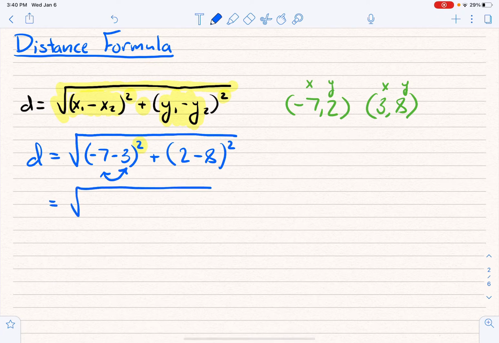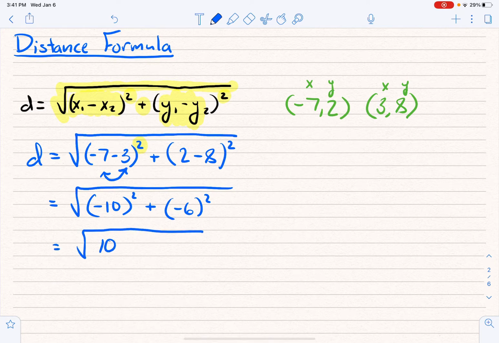And so we'll go, okay, negative 7 minus 3 is going to be negative 10. I'm going to square that. Plus 2 minus 8 is going to be negative 6. I'm going to square that. Negative 10 squared is 100. Negative 6 squared is 36. So the distance between these 2 points is the square root of 136. And it's that simple. All right? Easy. We've done this before.